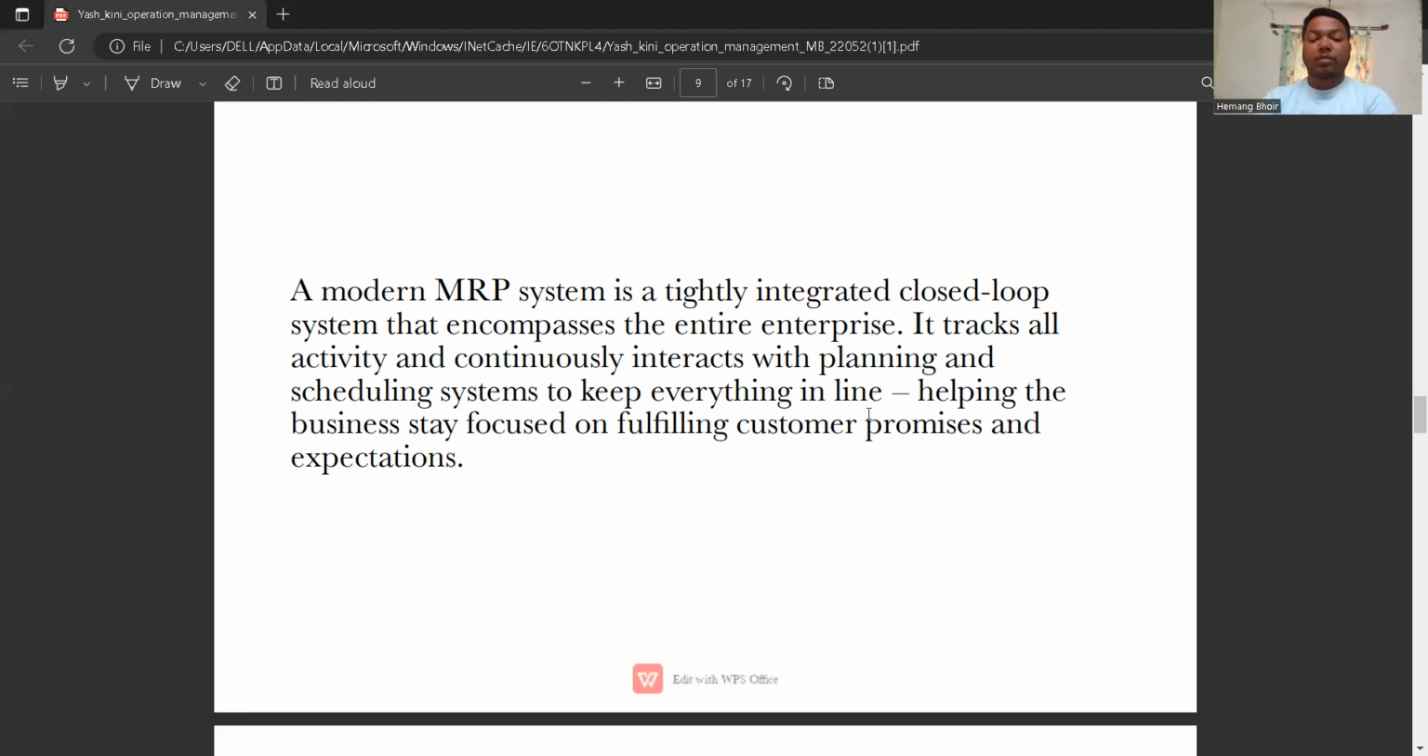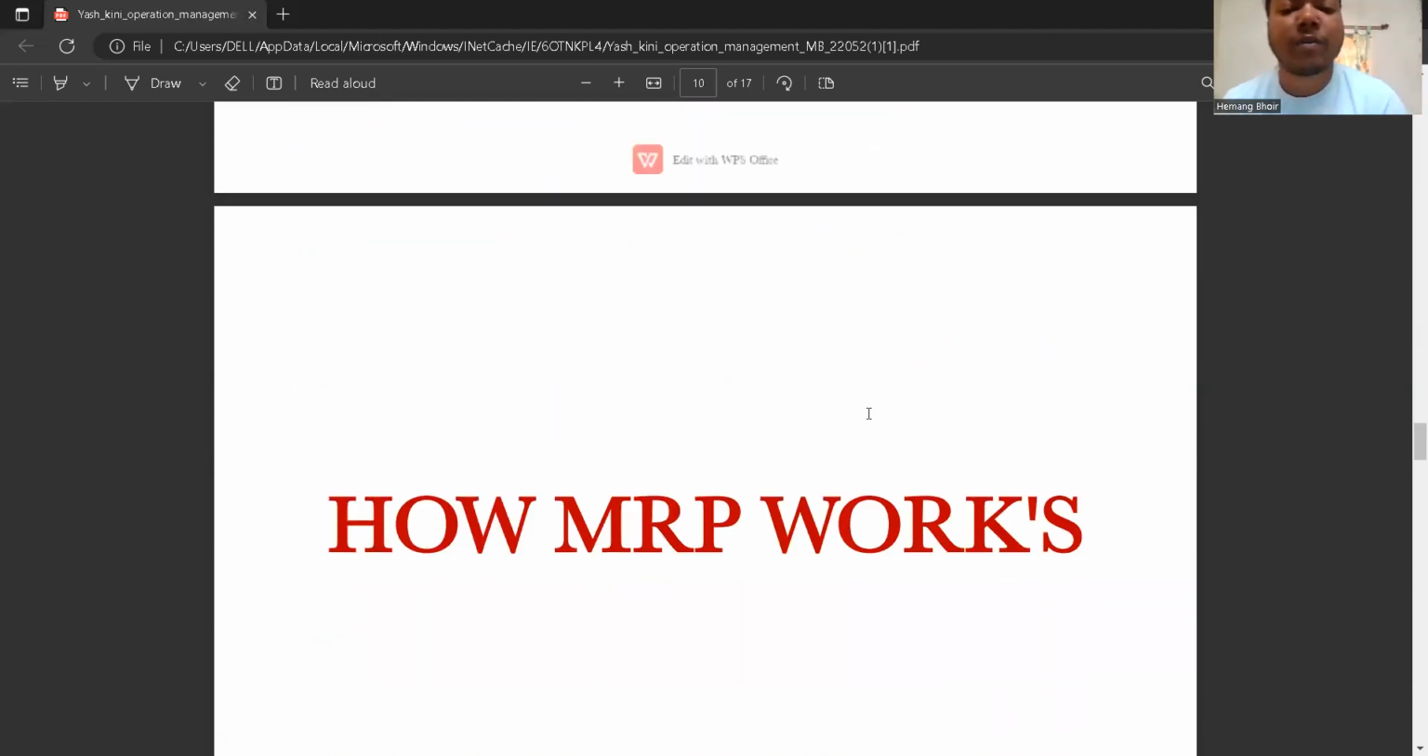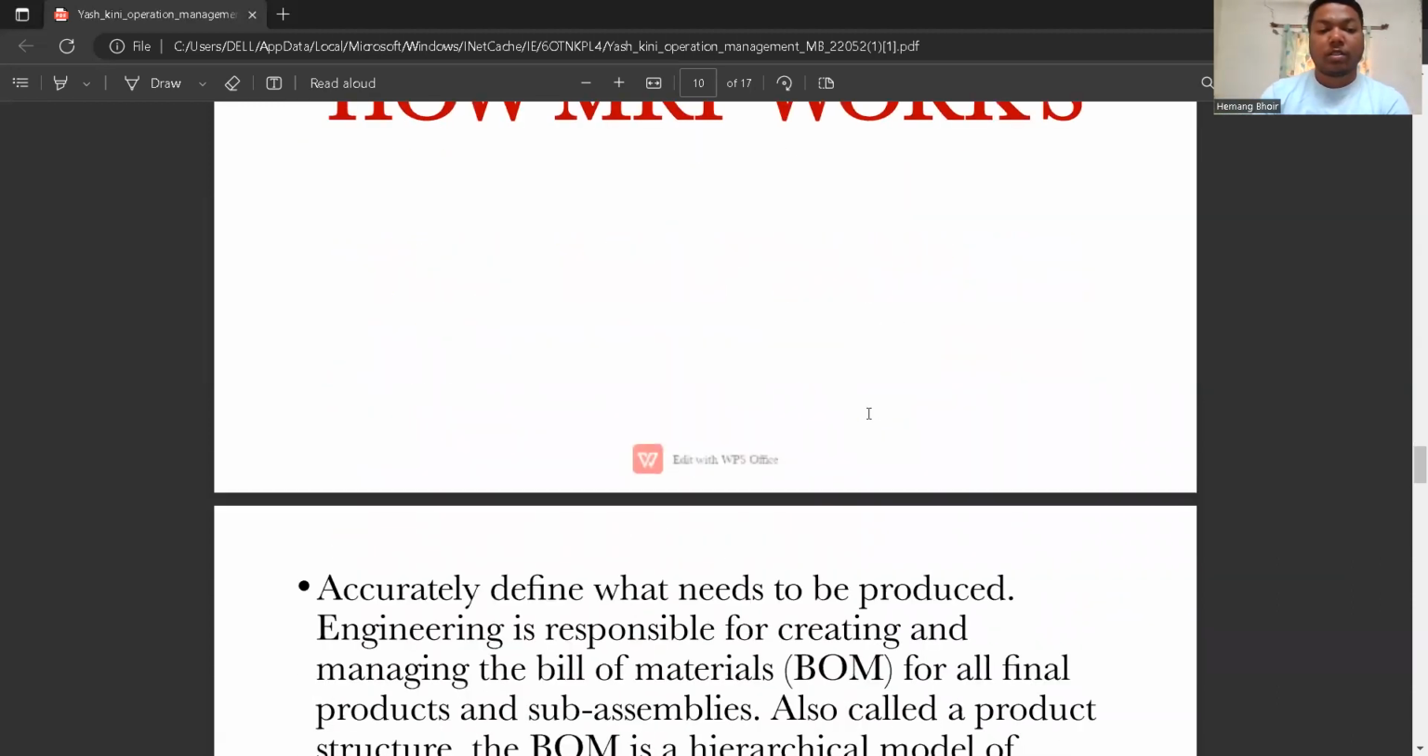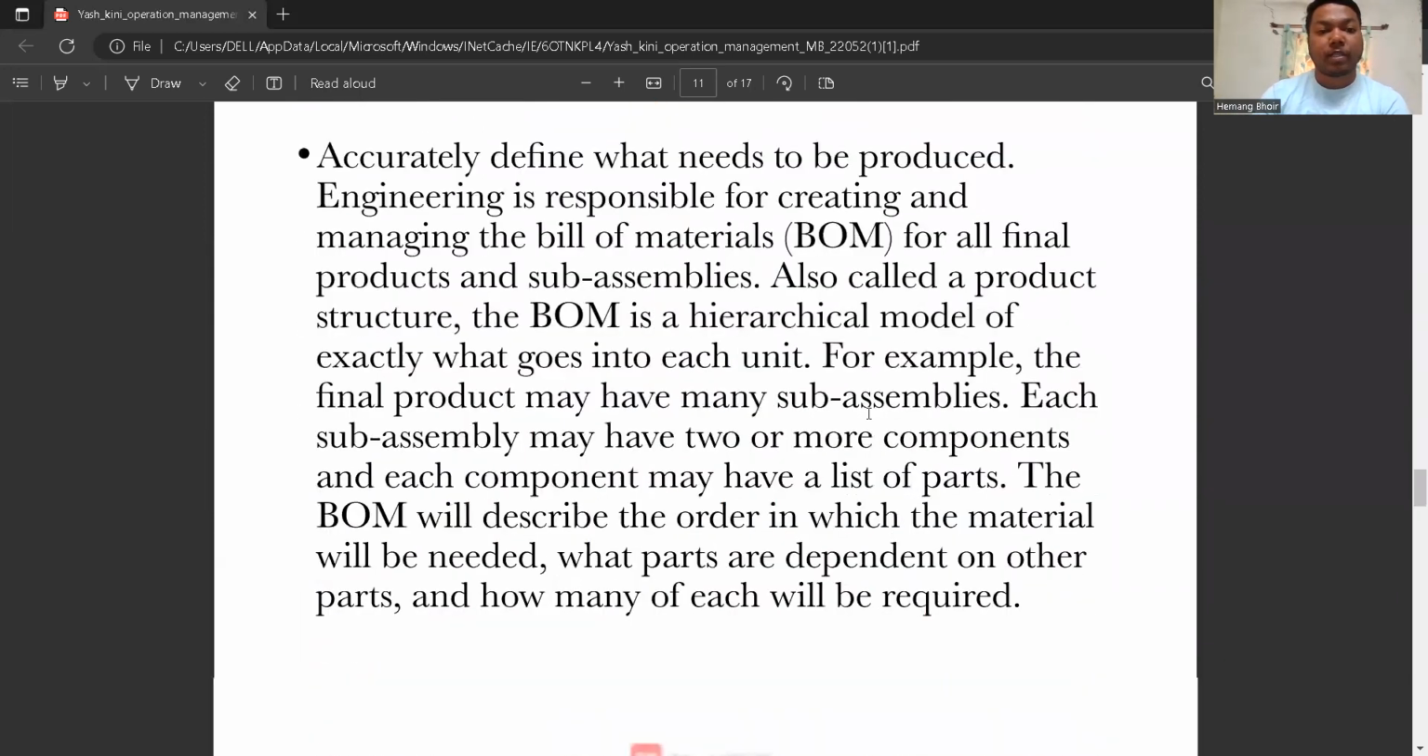So after that, we can see how the MRP works. Here, in the next slide, we can see: accurately define what needs to be produced.